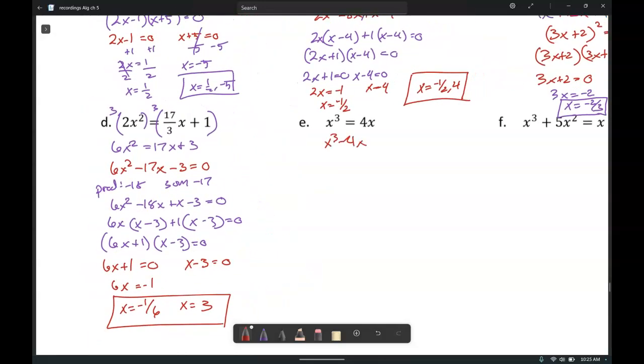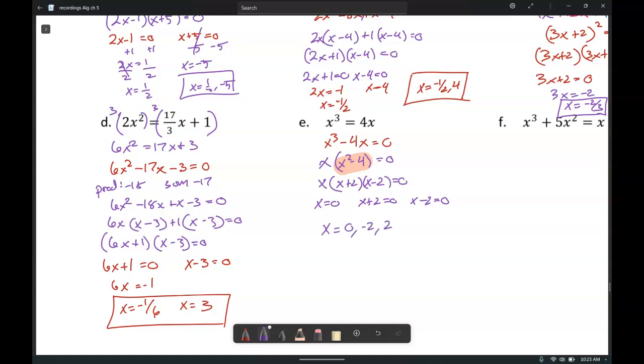We write our equation in standard form. Now we have a GCF of x, so we'll factor that out. And then we see that we have a perfect square trinomial left over. I'm sorry, not a perfect square trinomial, a difference of squares, which can be factored even further: x plus 2 and x minus 2. And then we have our GCF as the original. So we set all of these factors equal to 0. And then we can solve, and we get 3 solutions this time: 0, negative 2, and 2.